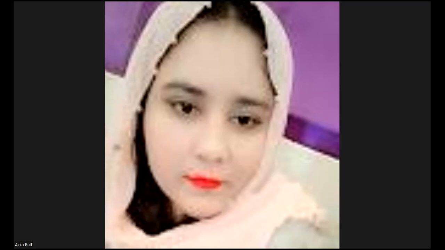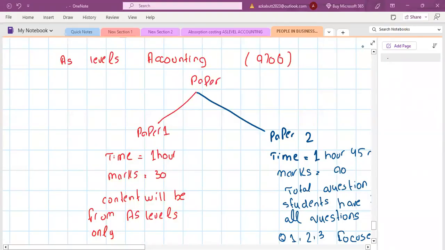This is your teacher Azka Butt, and today we are going to discuss the paper pattern of AS Levels Accounting 9706.